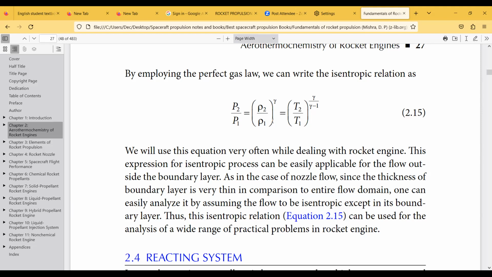So what is the relation between density 2 over density 1 with respect to temperature? What is the relation? Just by looking at this formula, 215.